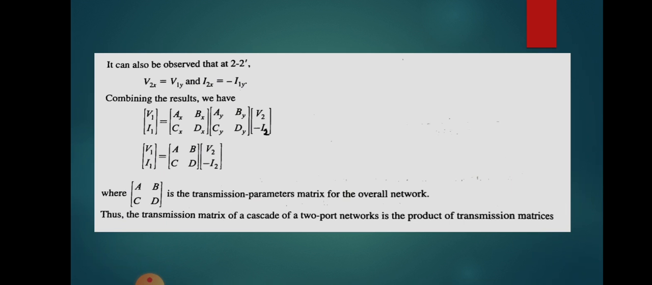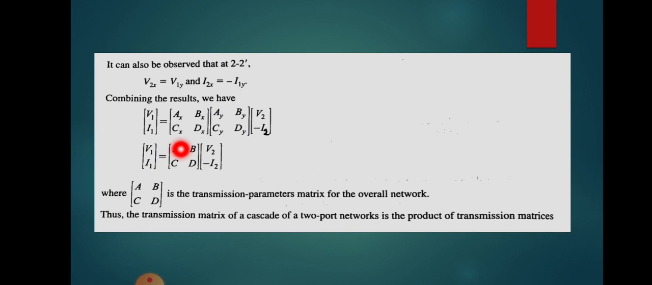So you are writing it as Ay, By, Cy, Dy times V2, minus I2. Here we are not using x terms because we are generalizing it as V2 and I2. So this is another matrix. When we are multiplying this, we will be getting another 2 by 2 matrix. So let the entries of that matrix be A, B, C, D, which are other values.